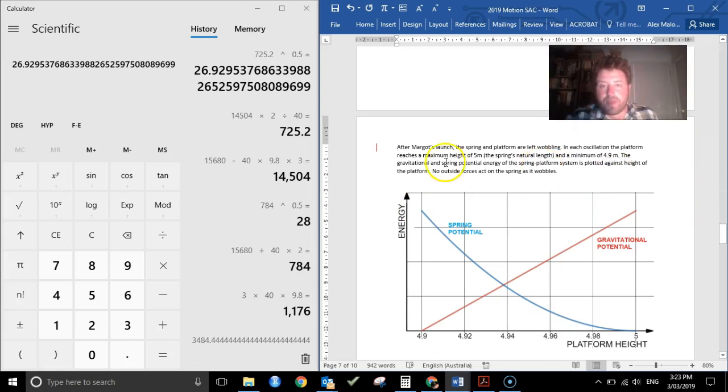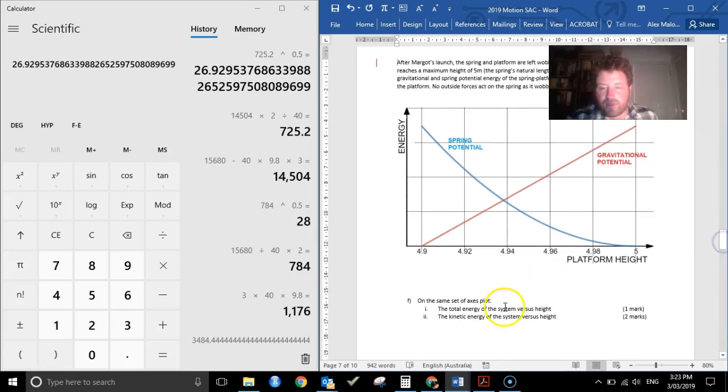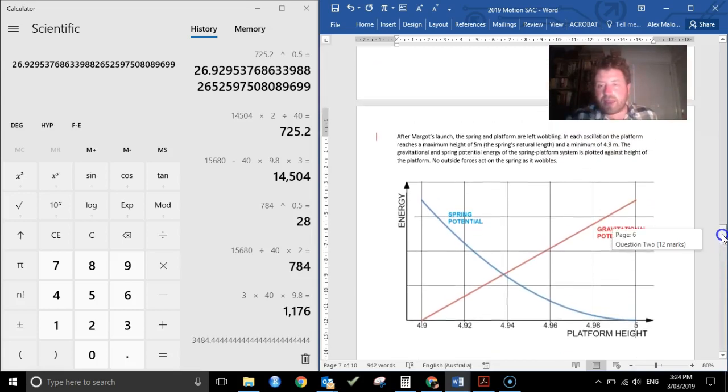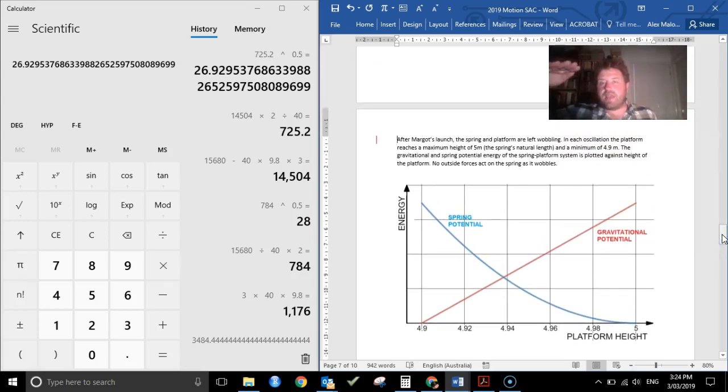Okay. The gravitational and spring potential are plotted here. So you've got the spring, you've got the gravitational, and then the thing we actually get asked to do is to plot the total energy of the system. The thing to realize is that as it's wobbling back and forth, at these two moments, right at the top and right at the bottom, it has no kinetic energy because it's turning around. It was going up, it's about to go down. It was going down, it's about to go up. At those two moments, we have no velocity, which means we have no kinetic energy.